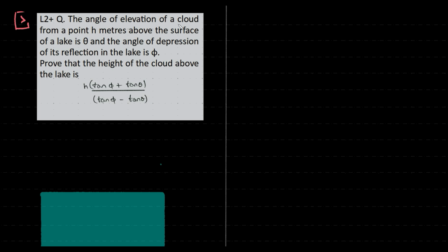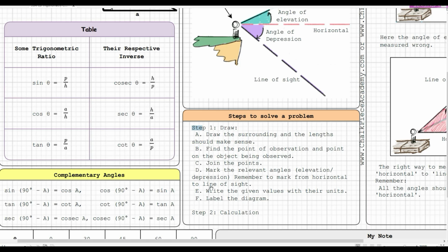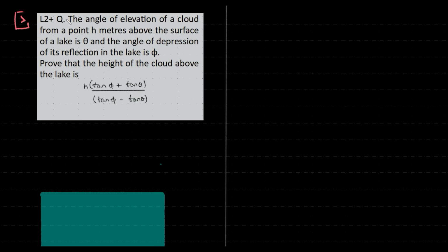The angle of elevation of a cloud from a point h meters above the surface of a lake is theta, and the angle of depression of its reflection in the lake is phi. Prove that the height of the cloud above the lake is this much. So this is a question wherein I want you guys to take all of these steps and draw the diagram.